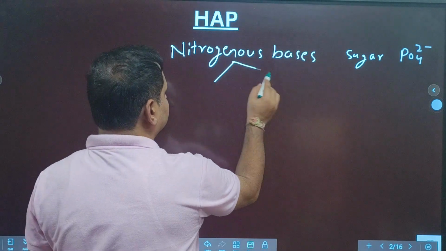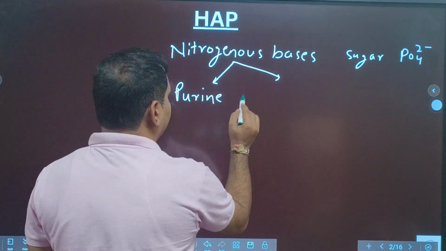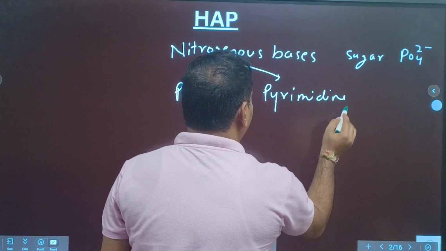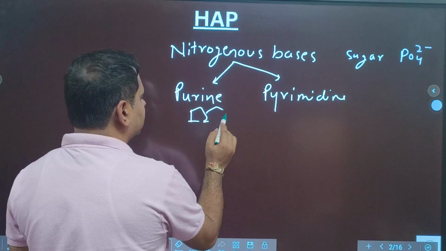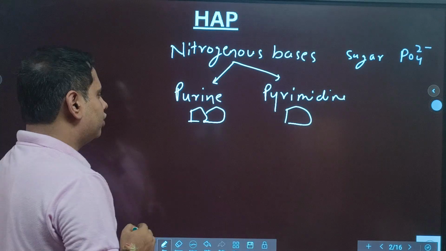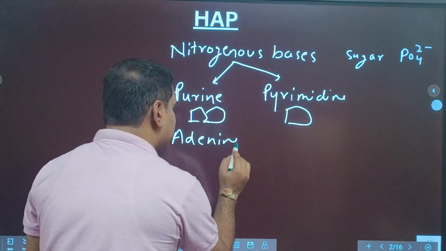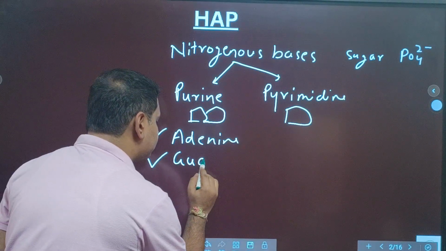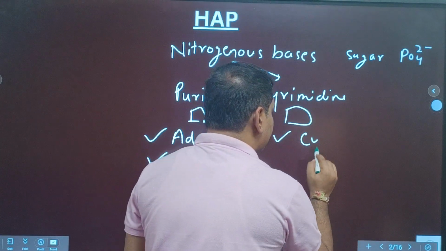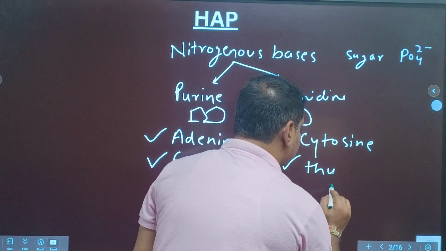First, nitrogenous bases are of two types, purine and pyrimidine. Purine having two rings, that is a purine. Single ring structures we call pyrimidine, right? So in purine there are two bases, adenine and guanine. And in pyrimidine there is cytosine and thymine.